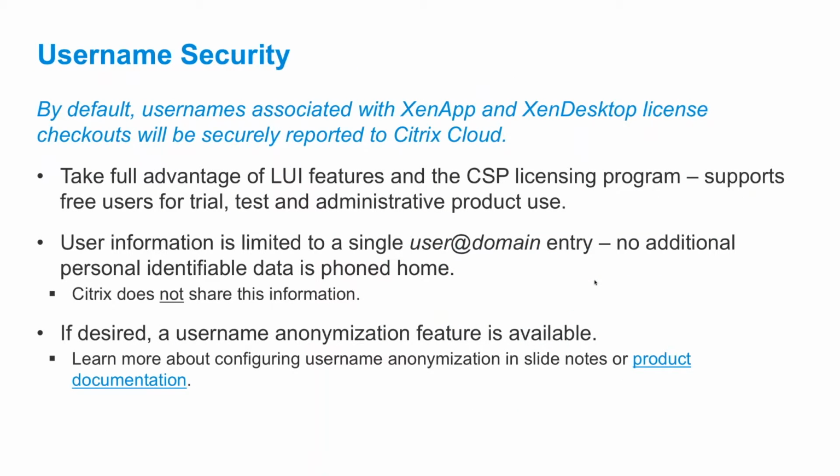One thing about username security: by default, the usernames associated with the XenApp and XenDesktop license will be sent to Citrix Cloud. If your security officer would not allow this, or your customer doesn't want this, you can also disable it. In the product documentation, you can find out how to do it. You have to change something in an XML config file, and then all the usernames will be anonymous, so they will not be sent to Citrix Cloud.